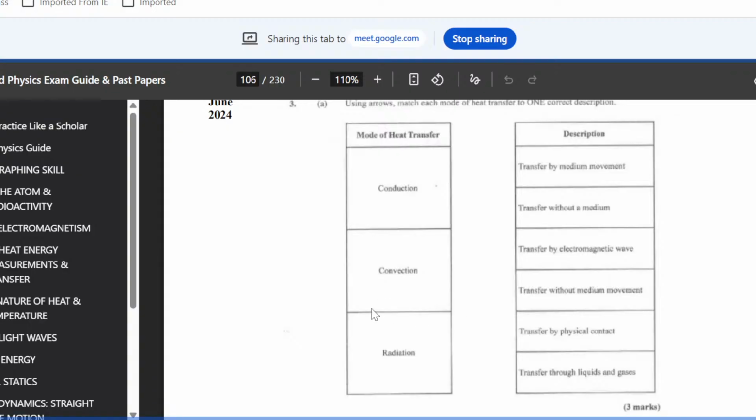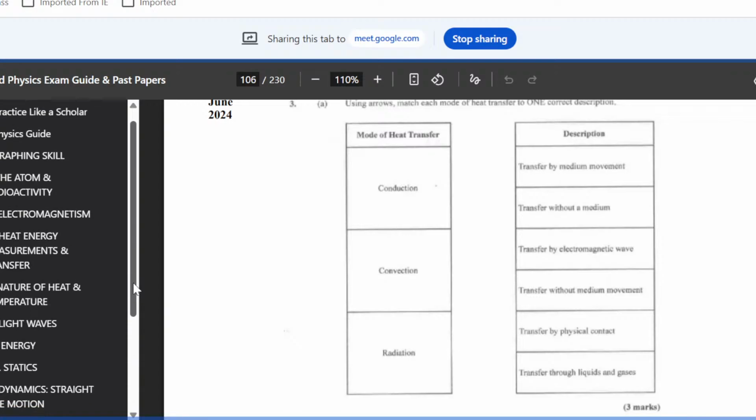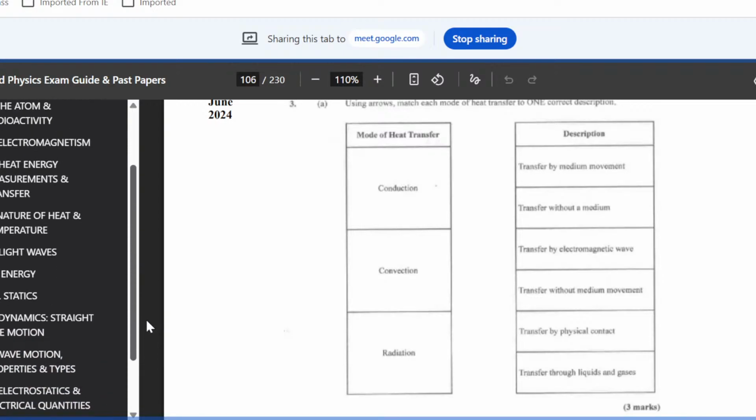Let me say, page 106. So let me just show you the image. What was that again?